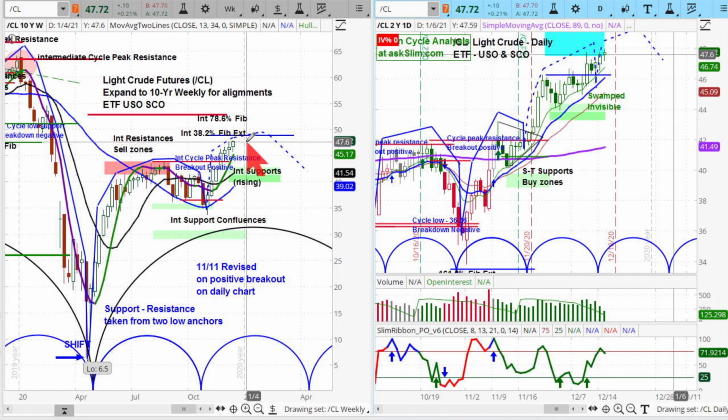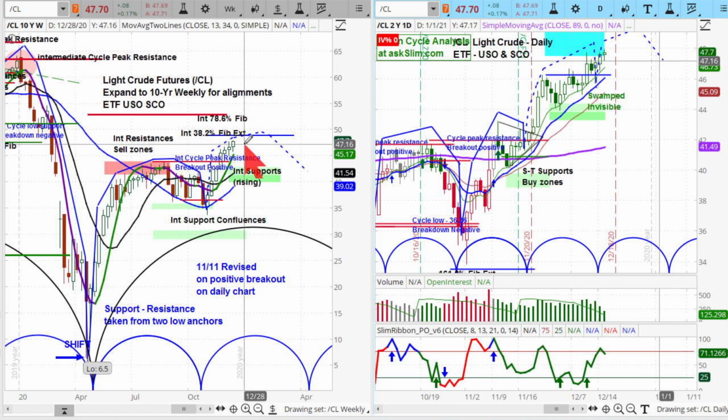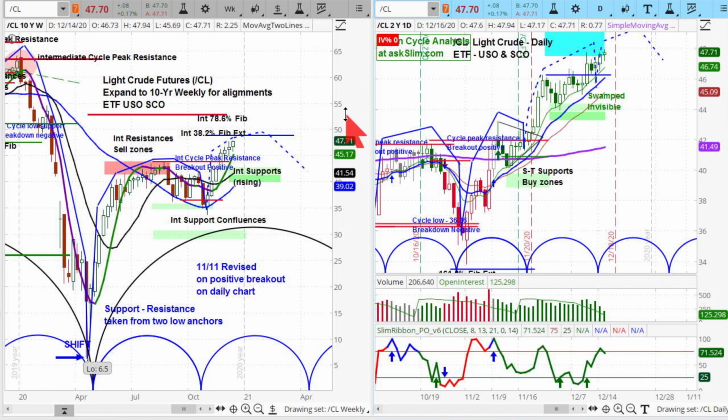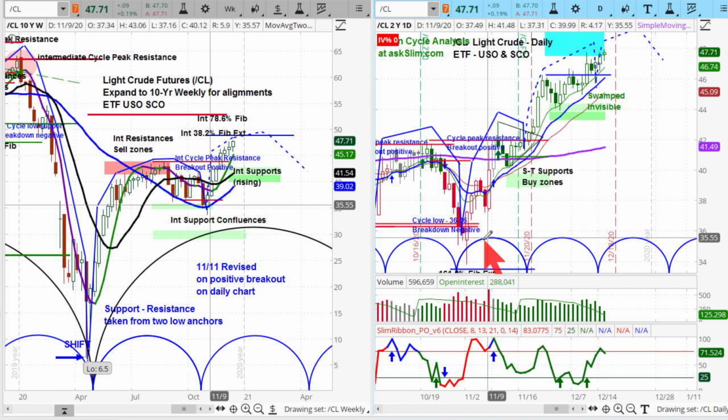Our target when it was around 40 was getting near the 45 area, and then we moved that up to 48.5, 49.5. Right now it's 47.70, so getting up there. This is a very, very bullish cycle pattern that we're looking at.